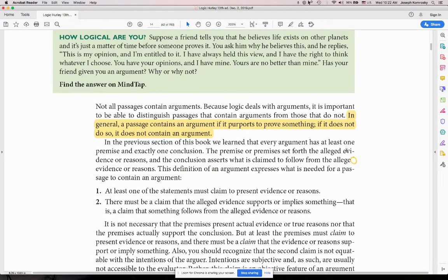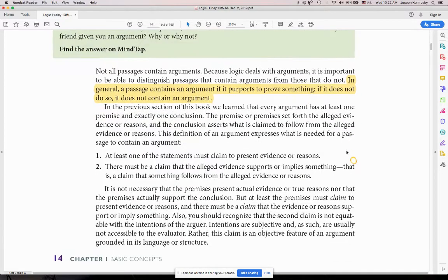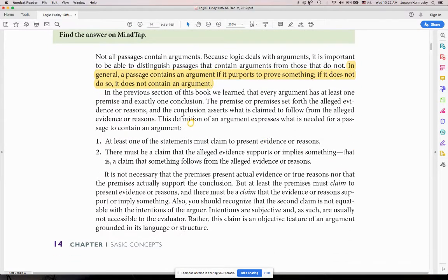So let's do this. The definition of an argument expresses what is needed for a passage to contain one. Two things. First, at least one of the statements must claim to present evidence or reasons. Is that a conclusion or a premise? Those are premises. If something presents evidence or reasons to believe, or facts, that's all premises, used to support a conclusion. And number 2, there must be a claim that the alleged evidence supports or implies something. That is, a claim that something follows from your alleged evidence or reasons.